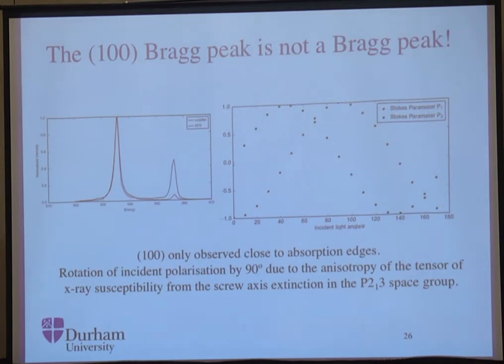And that's known as anisotropy of the tensor of X-ray susceptibility, which is a complicated term meaning this is a weird Bragg peak that is not really a Bragg peak but comes from the scattering terms of forbidden reflections.